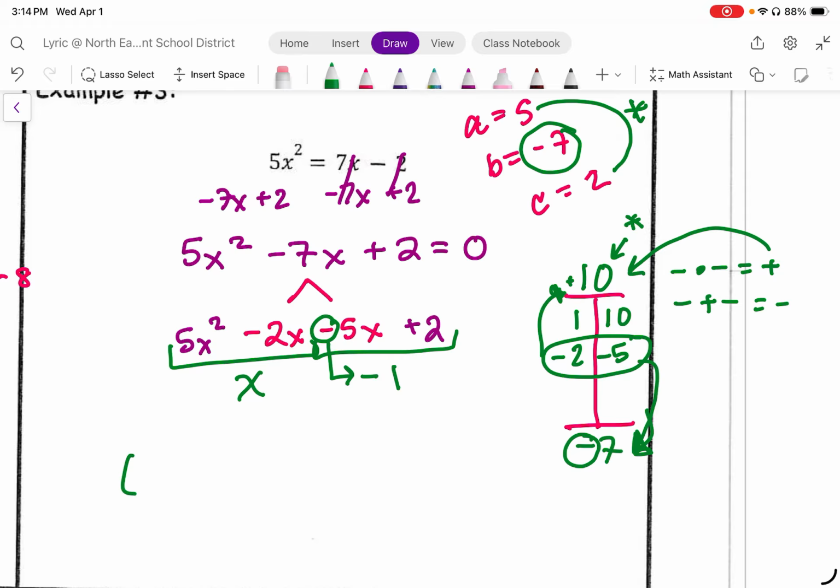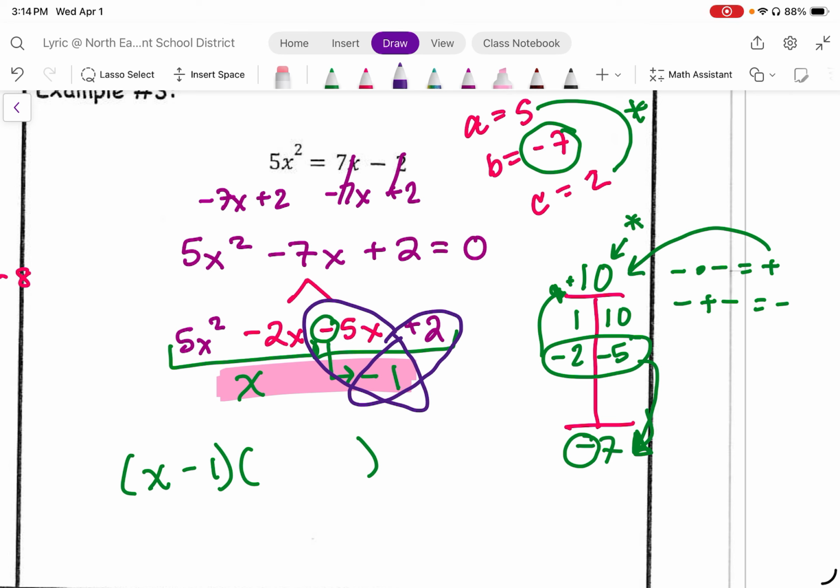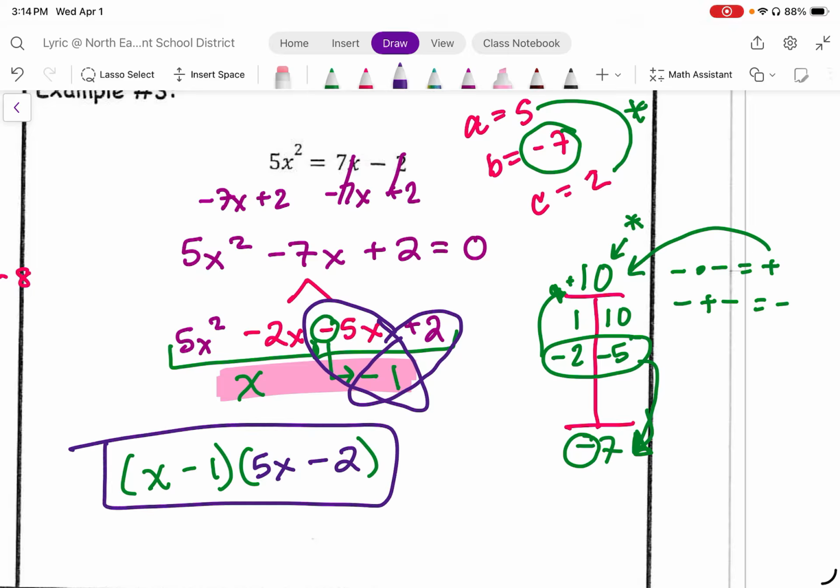Now we're ready to write our answer. Our first factor is what is below the groups, x minus 1. And our second factor is what we get when we divide the second group. Oh, sorry, I should do the first one first. -5x divided by -1, we're left with positive 5x. And 2 divided by -1 is -2. These are our factors. There's 2 factors.